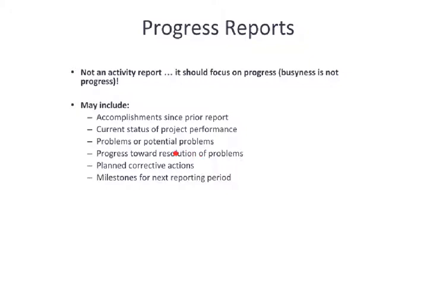Any planned corrective actions, so changes that might need to go into the baseline plan, things that need to be communicated to the person above you in order to make sure that the planning stays true. And then what do you anticipate having done by the next reporting period? So what is the milestone? This obviously then factors into the next report as to what have you really accomplished.